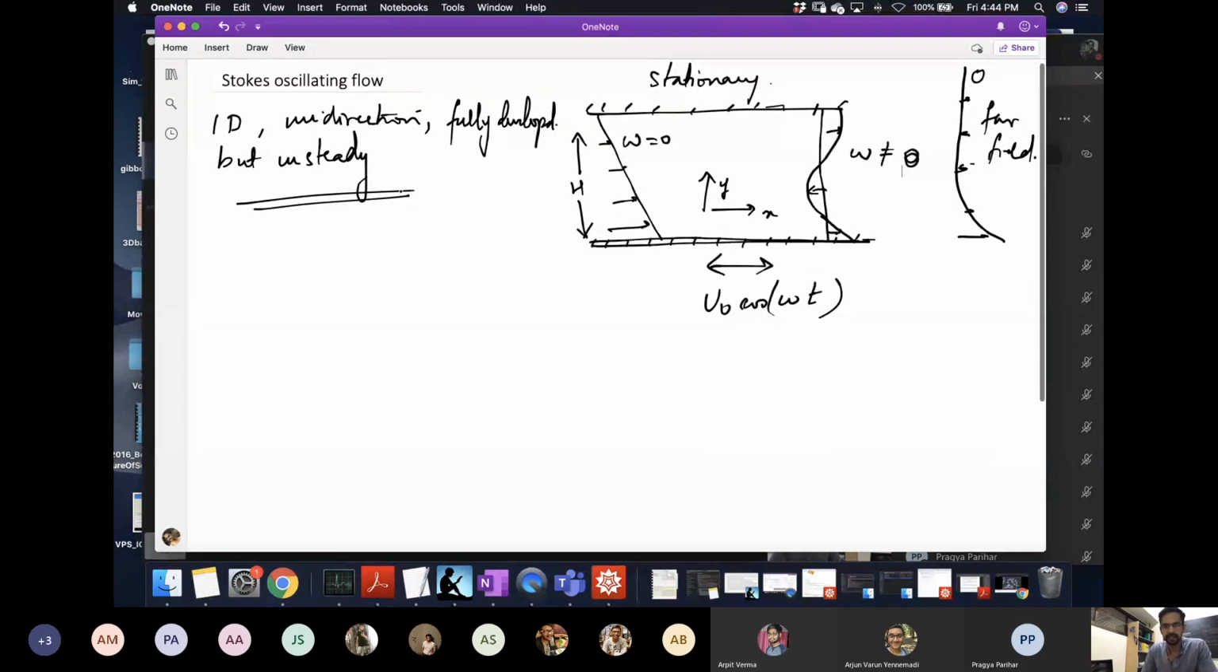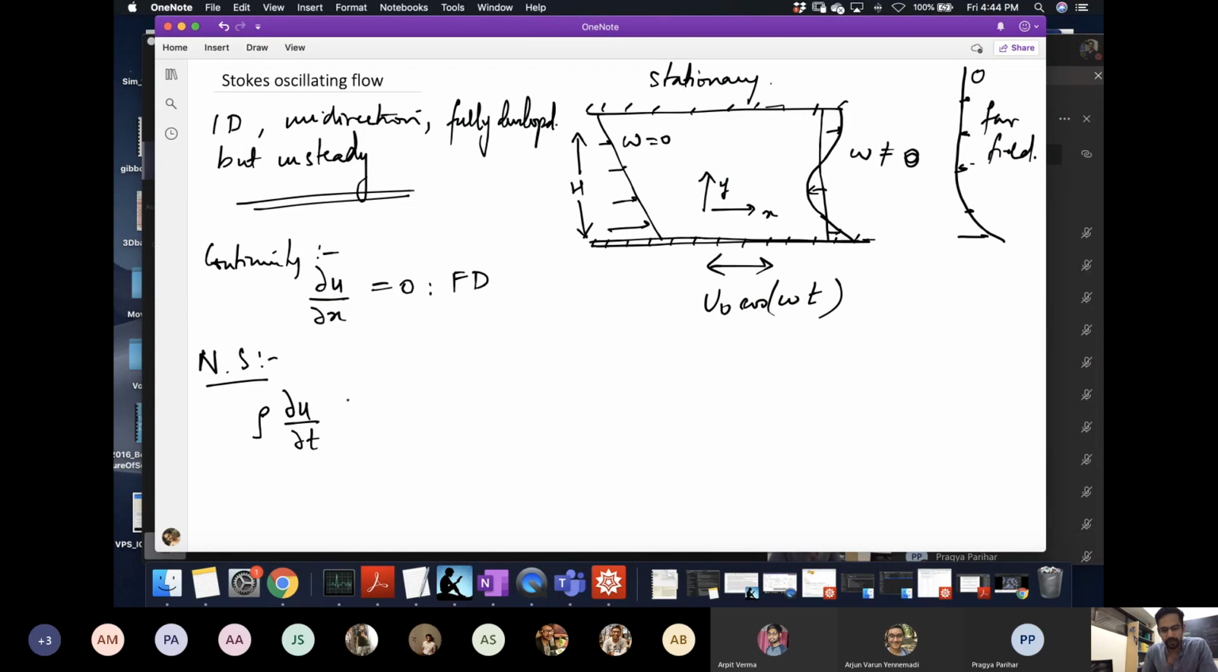Okay, so let's begin now by writing the governing equations. So we start with the continuity equation. Because basically there's only one component of velocity, you just have dou u by dou x equal to 0, which just says the flow is fully developed. It's not an imposition. The fact that it's unidirectional gives you fully developed. Then I come to the Navier-Stokes. So the left-hand side is just rho dou u by dou t. Then you might want to write u dou u by dou x, but dou u by dou x is 0, so you don't have that term, and there is no other component of velocity.